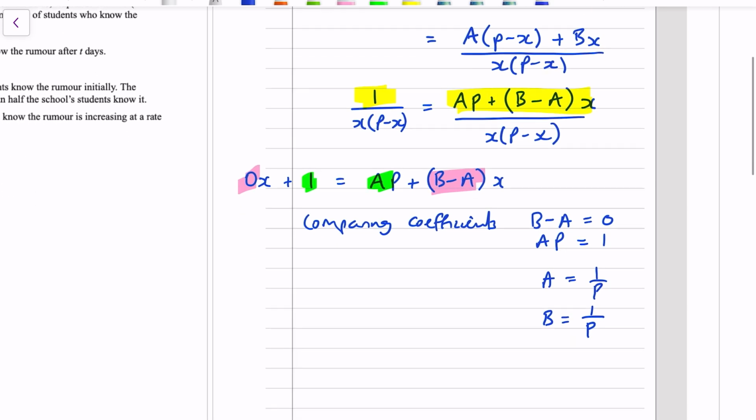Another method is to take the yellow expression again, which was 1 equals ap plus b minus a all times x, and this is true for all values of x. Therefore we can substitute values of x in to see what happens. For example, if x is equal to 0, then the whole term at the end would disappear and we would be left with 1 is equal to AP, and therefore A is equal to 1 over P. This is sometimes referred to as the cover-up rule, because if we substitute clever values in, like x equals 0, then this whole term disappears, so we can cover it up.